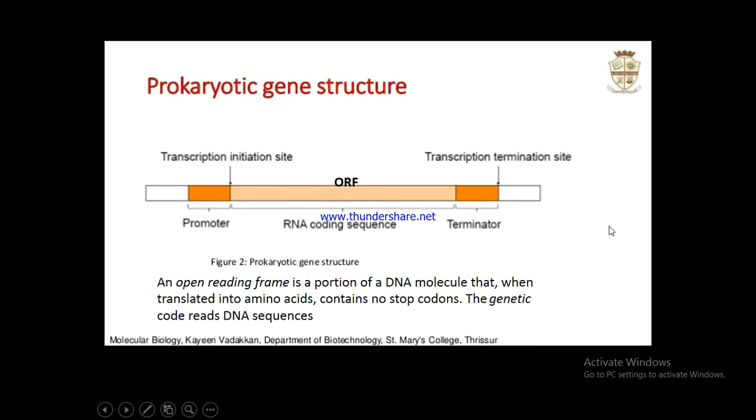Okay, so first let's understand the structure of a gene. In the structure of genes, there are three main elements involved. The first one is the promoter region, then the coding sequences and the terminator region. In the coding sequences, the ORF sequence is found. ORF is an open reading frame which codes for the amino acids, or which synthesizes the proteins.